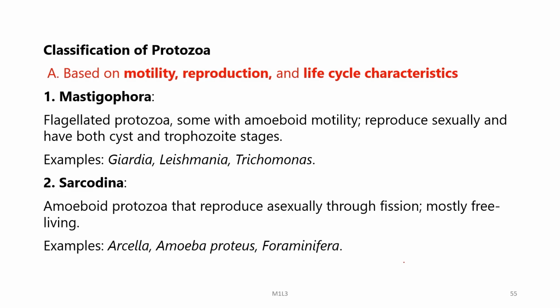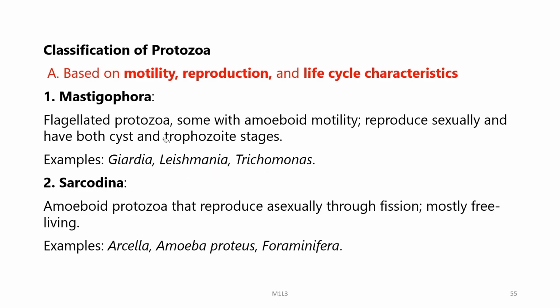Classification of protozoa. There are various ways to classify protozoa. Let us discuss them one by one. The first is based on motility, reproduction and life cycle characteristics. We have Mastigophora. These are flagellated protozoa, some with amoeboid motility, reproduce sexually and have both cyst and trophozoite stages. Some examples include Giardia, Leishmania and Trichomonas.